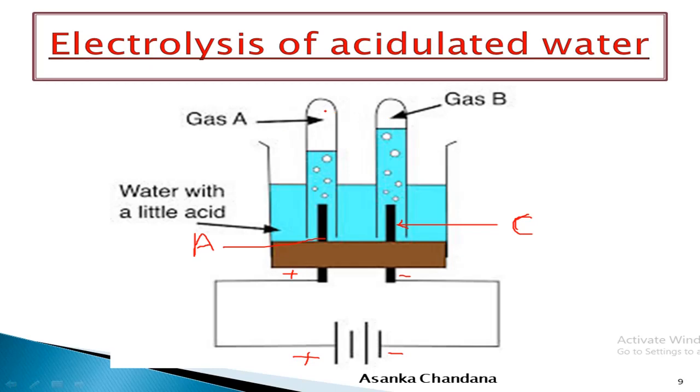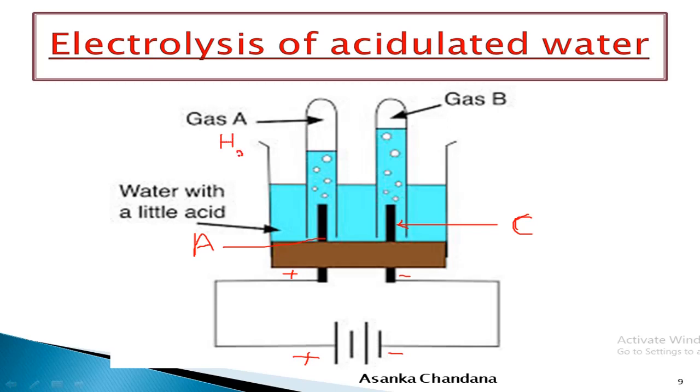For this you can use different methods to identify the gas. Right. If a glowing splinter is inserted into this test tube, it produces a pop sound. It means gas A is hydrogen. Here contains hydrogen gas.